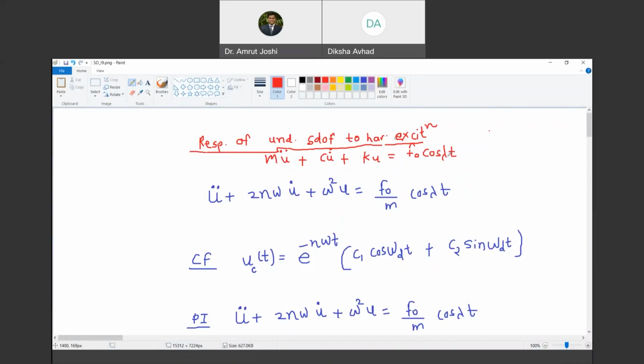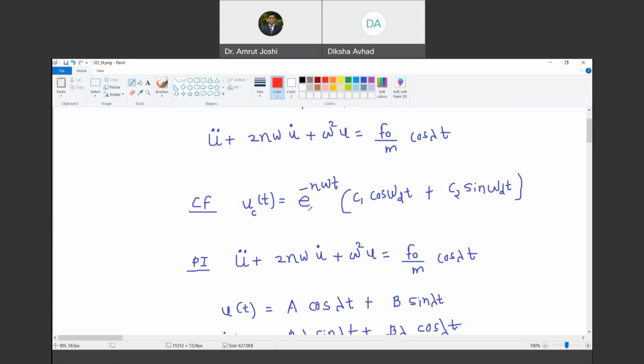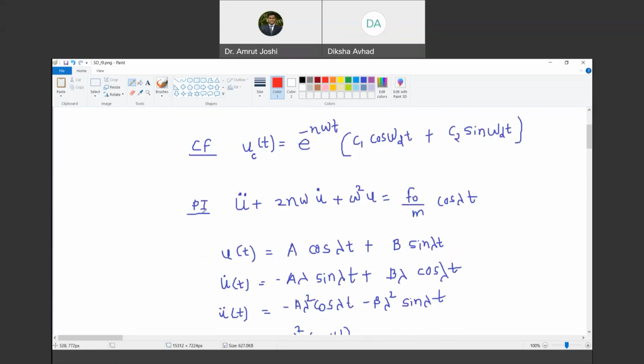Now we mass normalize this equation, and we have written it in the form u double dot plus 2 eta omega u dot plus omega square u is equal to f0 upon m cos lambda t. We found its complementary function: e raised to minus eta omega t, c1 cos omega_d t plus c2 sin omega_d t. Then the particular integral.